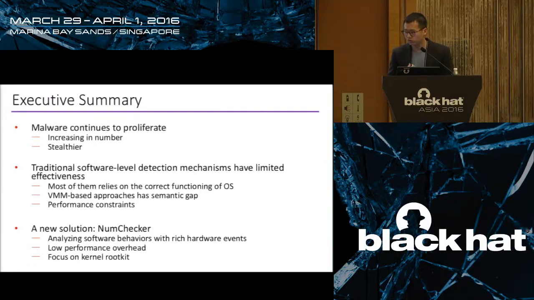What we're trying to do here is show you a new way to bridge this semantic gap, even without knowing the detailed implementation of the operating system. We're going to show you that by using hardware performance counters, you can detect kernel rootkits with very low performance overhead. Through the whole talk, I'm going to use kernel rootkits, specifically Linux kernel rootkits, to demonstrate the idea. But the idea is general, and you can apply it to other types of malware.